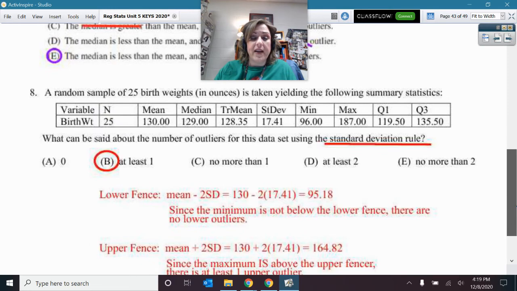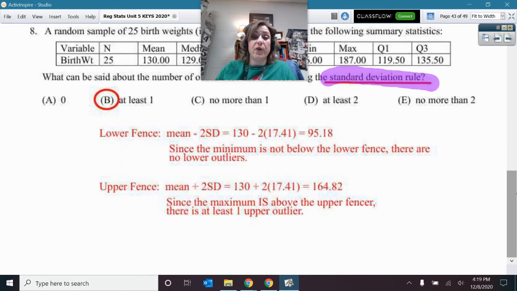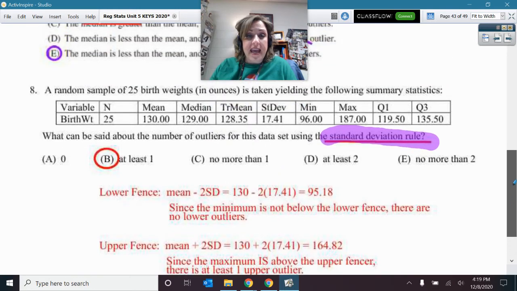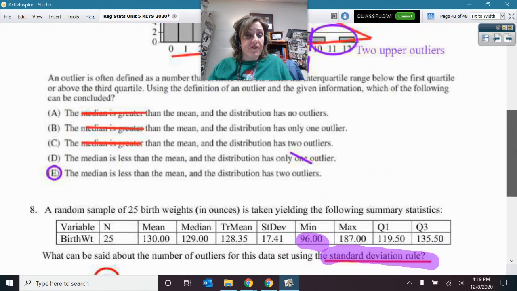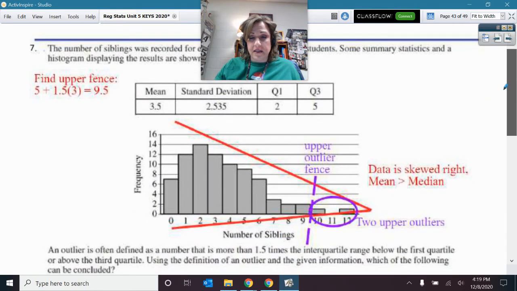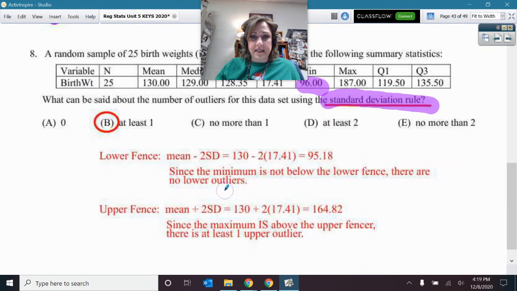Okay? All right, number 8. So they're telling us to use the standard deviation rule to find the outliers. So the lower fence is the mean minus 2 standard deviations at 95.18. And let's see, the minimum is not below the lower fence, so no lower outliers. The upper fence is at 164. Ooh, and that max is above the upper fence. So we do have at least one upper outlier.